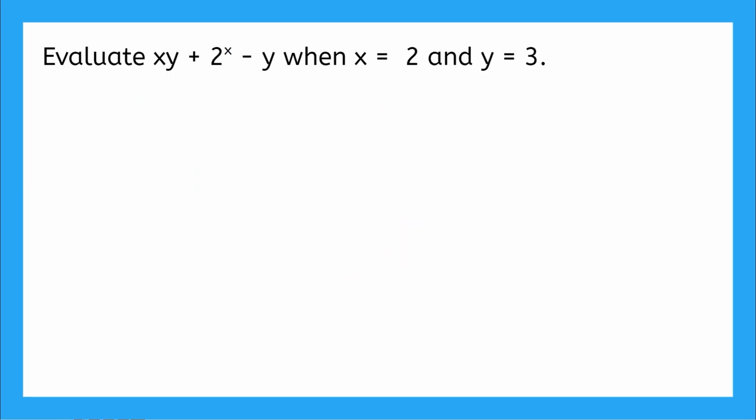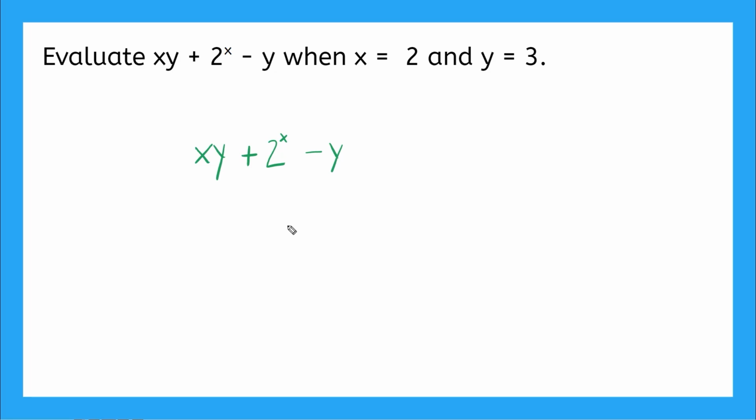So this example is going to take it up a notch. It says, evaluate the expression xy plus 2 to the power of x minus y, where x is equal to 2 and y is equal to 3. Whew, that looks tricky, huh? But let's do what we know. First step, we just rewrite the expression in our own handwriting. So we'll have the product, x and y. So this is just multiplying two variables together, plus an exponent, where my variable x is the exponent, minus the variable y.